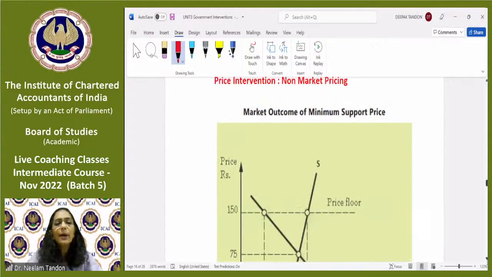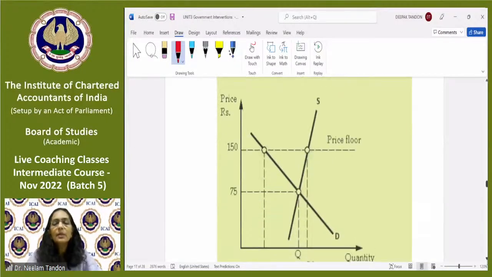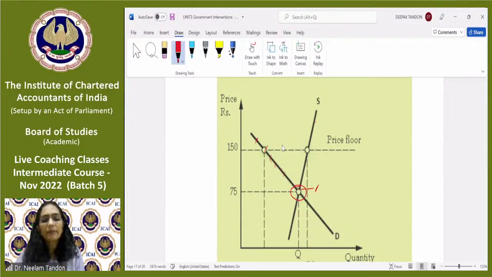Anyways, so we are talking about price intervention. What do you mean by non-market pricing? Non-market pricing means the price which is different from the market-driven price. Okay, so you can see here, this is the demand curve. This is the demand curve. And this is the supply curve. And this is the equilibrium price, isn't it? So let's say this is A. So this point A is the equilibrium price. 75 rupees is the equilibrium price. And the quantity is this Q. Okay. Now government is going to fix the minimum support price. This is very true in the case of agriculture. So let's say a farmer has produced wheat.